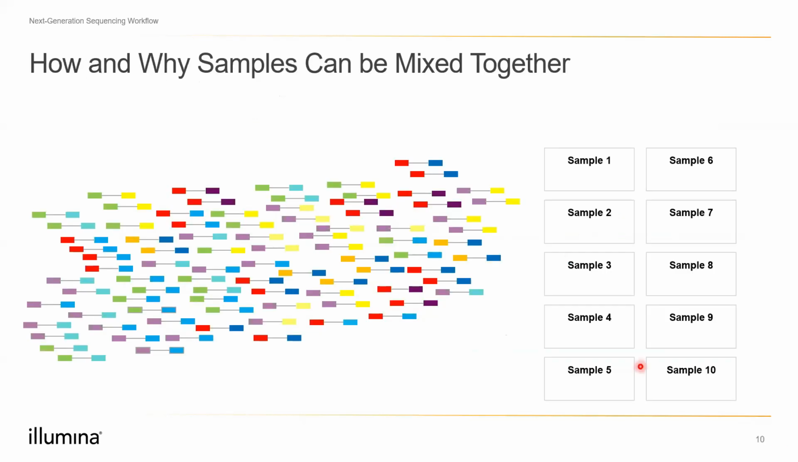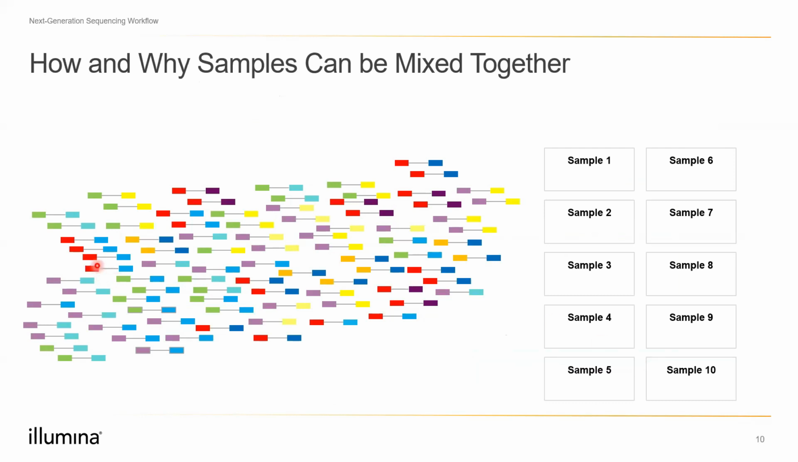So how can the samples be mixed? During the library prep step, as I already discussed, we incorporate index. Indexes are unique sequences, and they are added to the sample during the library prep step, and it basically gives it a unique identity for it to be segregated at the end, at the data analysis step.